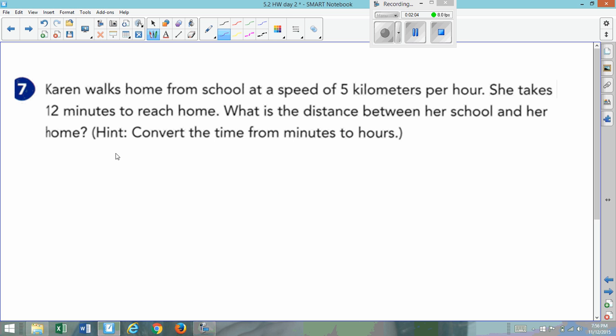Karen walks from school at a speed of 5 kilometers per hour. She takes 12 minutes to reach home. What is the distance between her school and her home? 5 kilometers takes her 12 minutes. And it says, what is the distance? So we don't know how far this is.